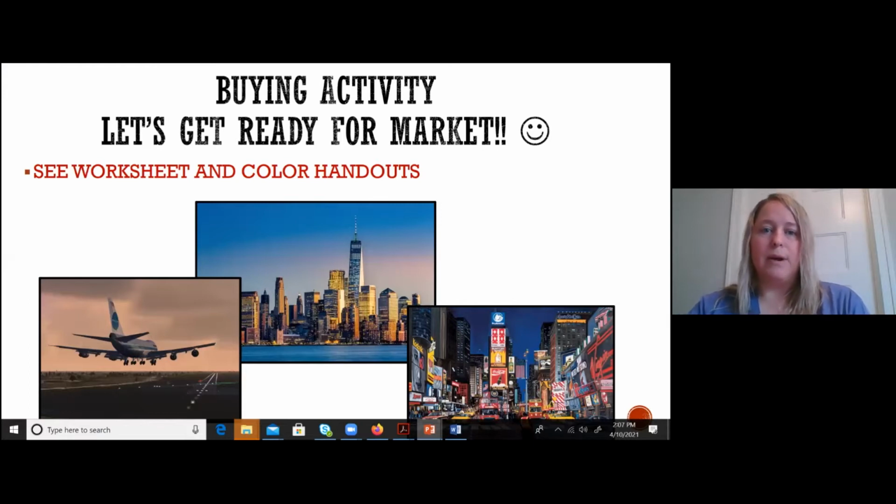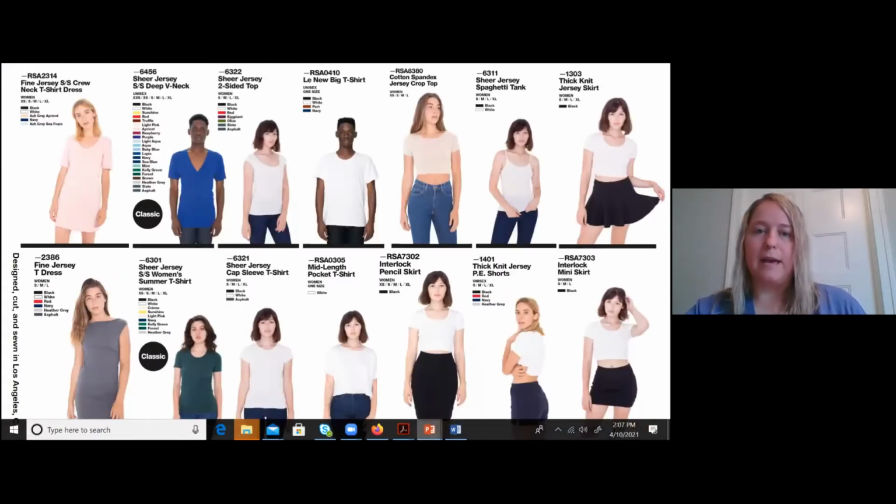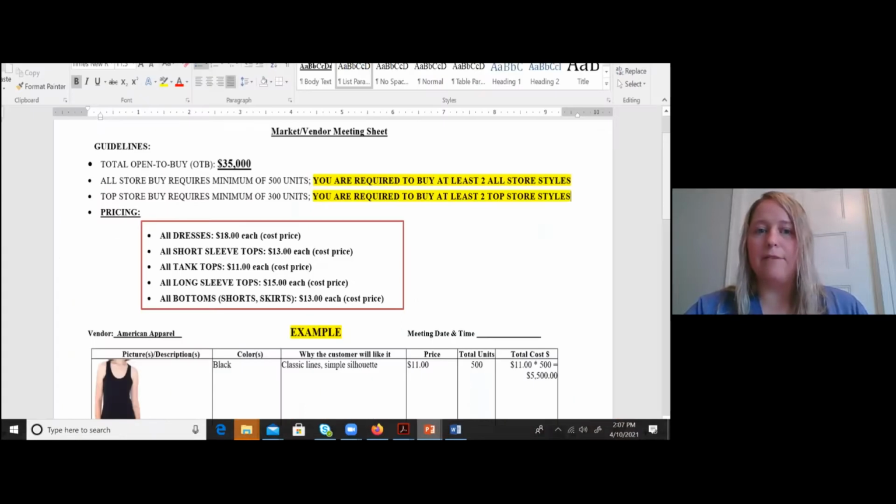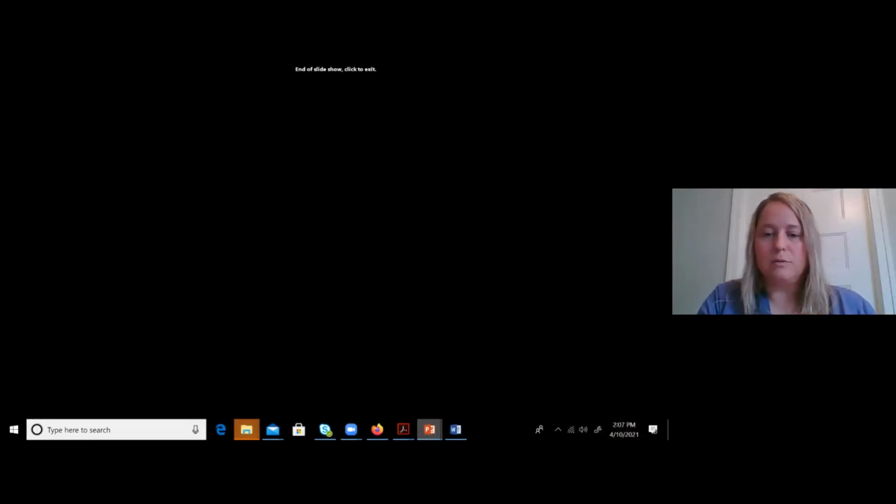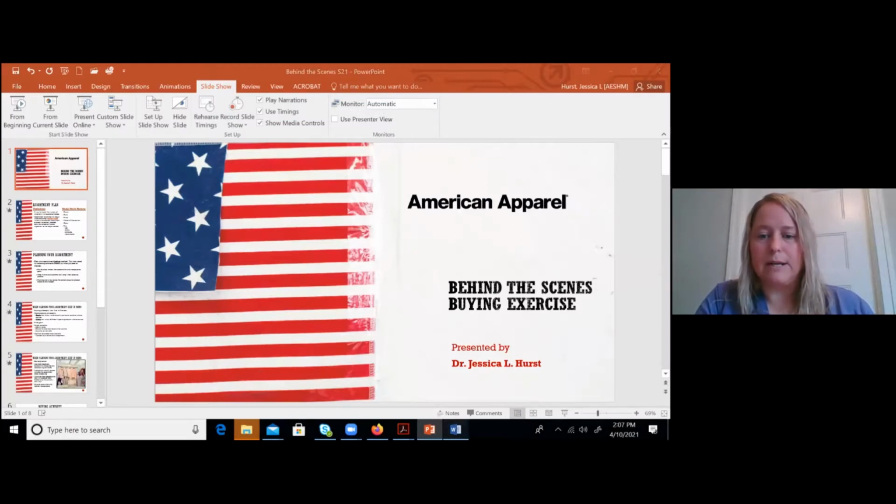So we need to get ready to go to market now that we kind of have a basic understanding of what we're looking at here. So we are going to switch over to our handouts. So you have a PDF handout of a lot of American Apparel styles. Here's some of them, not all of them, that are listed in your PDF file. And then you also have a market vendor worksheet, which is what we're going to be working from. So we'll go ahead and switch over to our worksheet here.